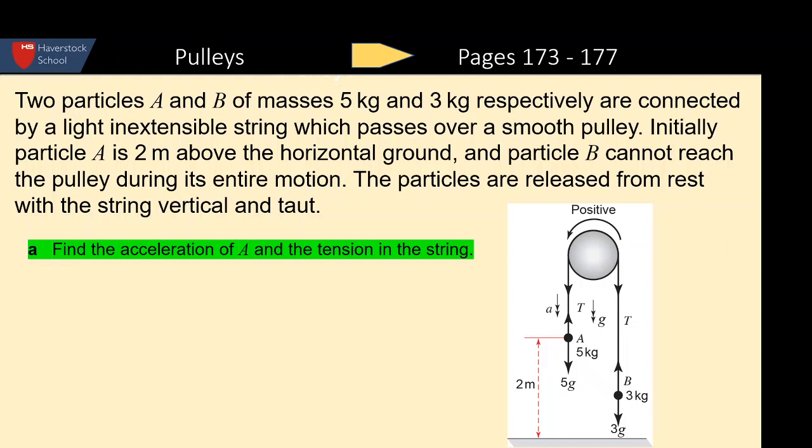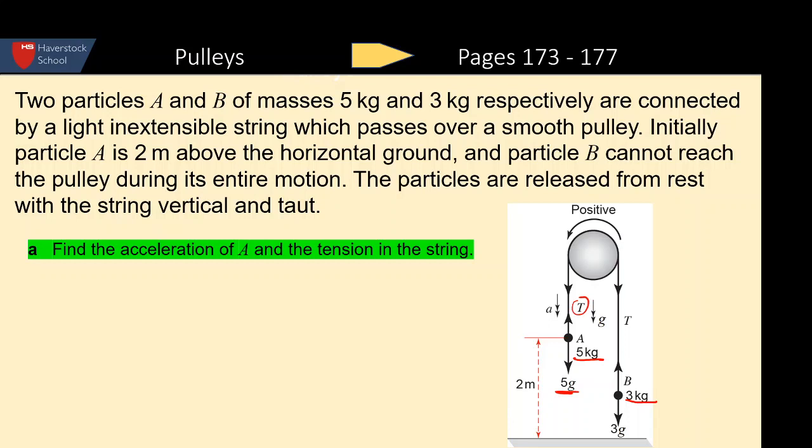Question here, part A. What do you need to do? As you can see, what do we mean by taking A as positive there? Because you see this 5 kg here is heavier than the 3 kg. So just by common sense, the system is going to be moving anti-clockwise. Therefore this weight here, 5g, must be bigger than the tension.